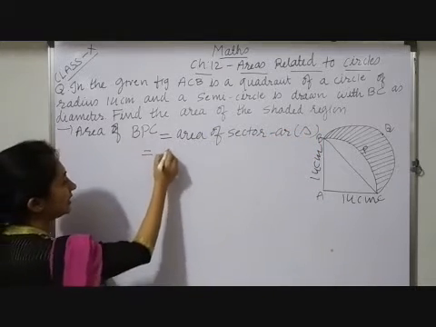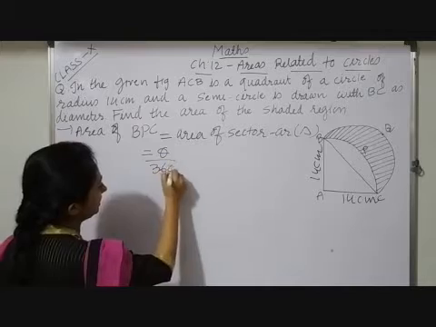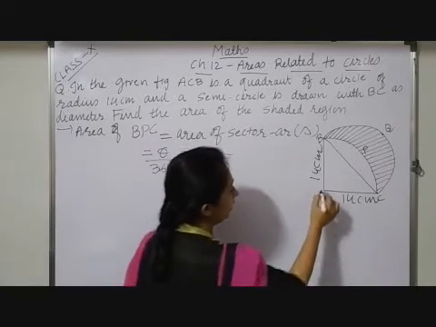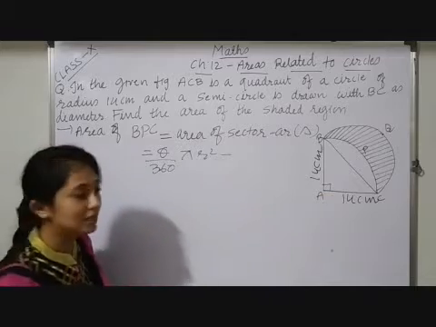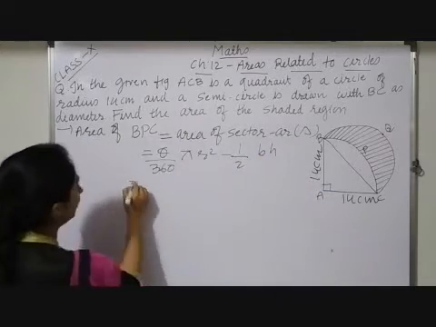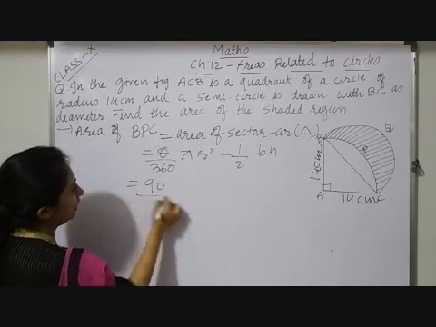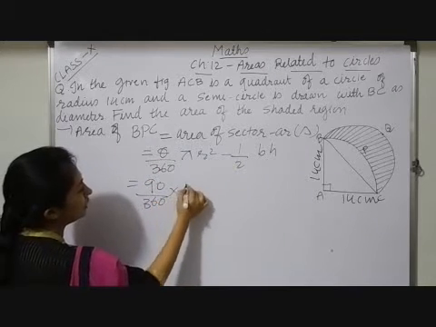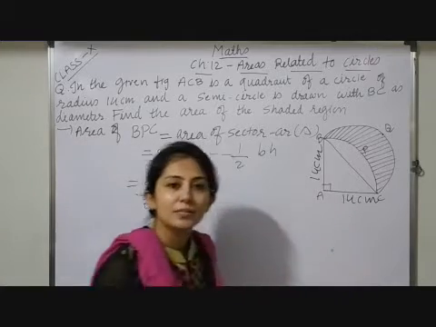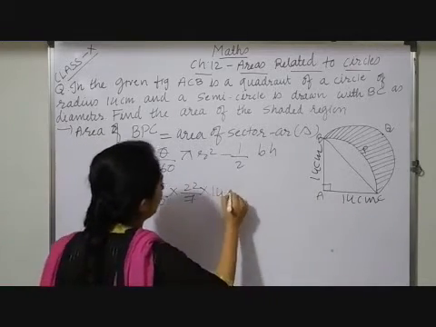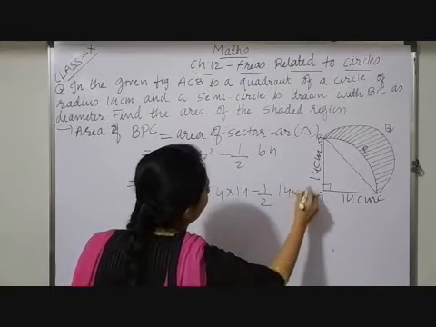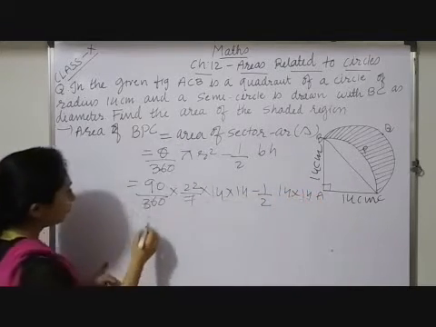Now the area of the sector, your formula is theta by 360 pi r square, minus, though it is a quadrant, its angle will be 90 degrees. So here the formula for the triangle will be half base into height. So the angle is 90 upon 360 into 22 by 7. Radius given here is 14 centimeter. So here I should write 14 into 14, minus half, base 14, height also 14.